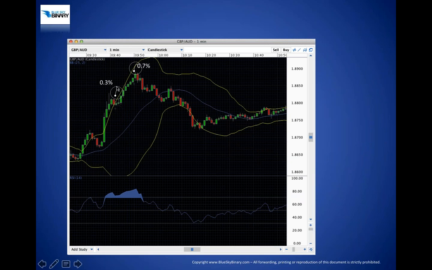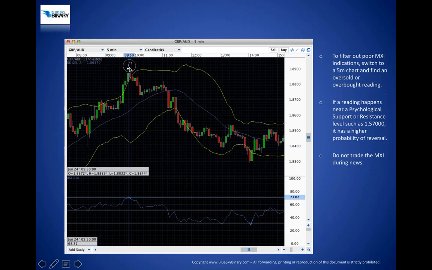So for those of you that are prudent, you don't want to engage in splitting, right? A quick check you can do is anytime any MXI fires, just fire up your 5 minute chart and see where the price is relative to Bollinger Bands and the RSI.